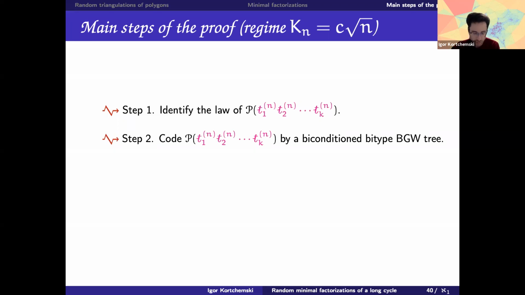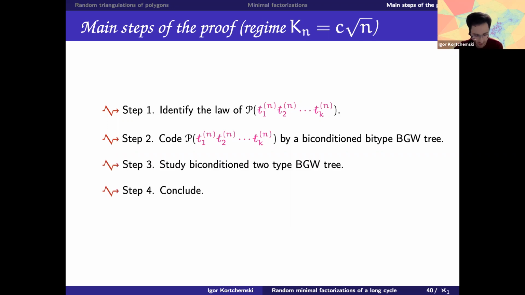Then we will code these non-crossing partitions by random trees, which will be a bit more complicated than in the case of triangulations, because it will be not one type trees, but two type trees, and not size conditioned trees, but two size conditioned trees. Then we study these trees and we conclude.